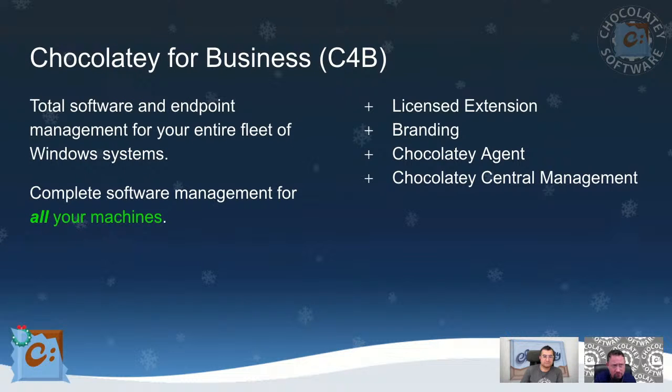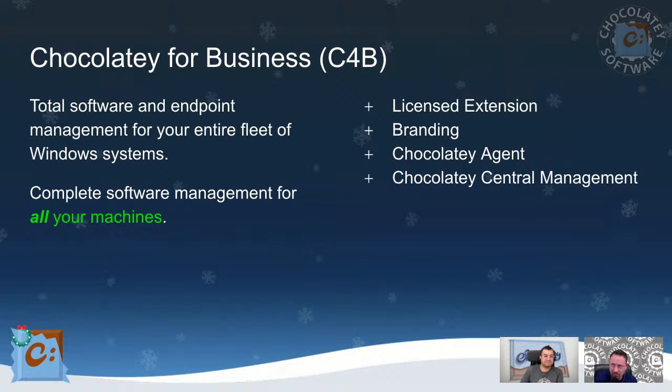And so that brings us into Chocolatey. This gives us software and endpoint management for our entire fleet of Windows systems. As we like to think about it, this is complete software management for all your machines, right? That brings a license extension. You have the ability to do branding. A lot of people don't know that. You get an agent, a client, right?